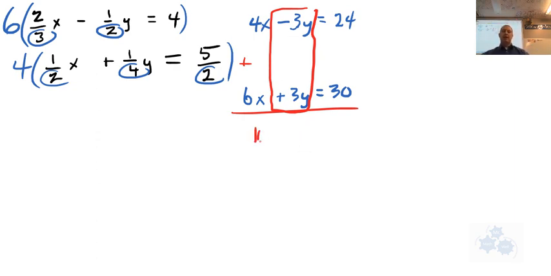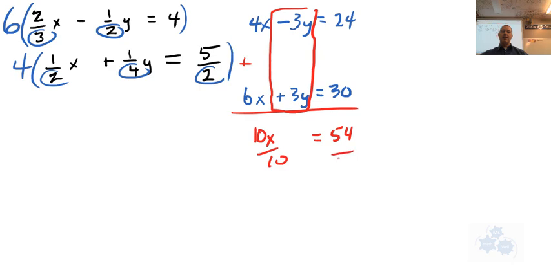4x plus 6x is 10x. -3y plus 3y is 0y. And so we don't have any term here. Equals, you drop that equal sign down because it's in the right vertical column. And 24 plus 30 is 54.